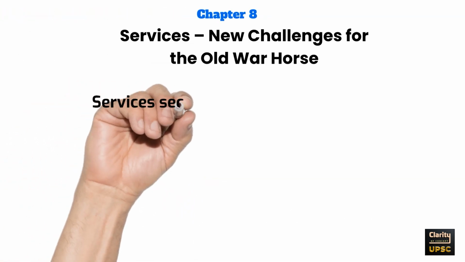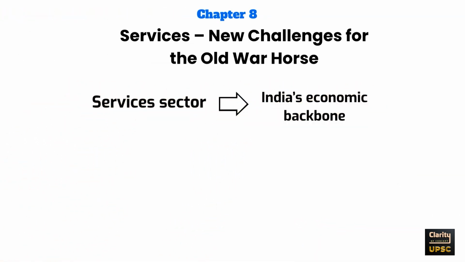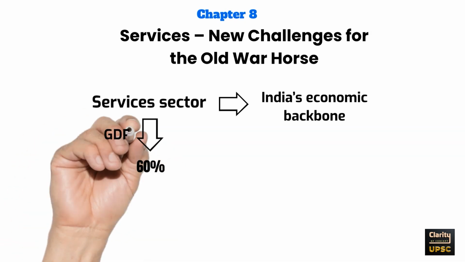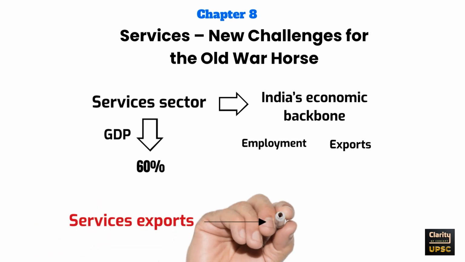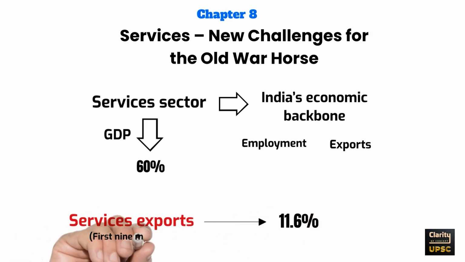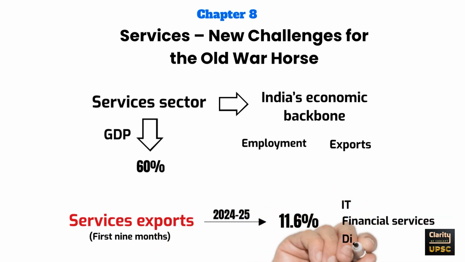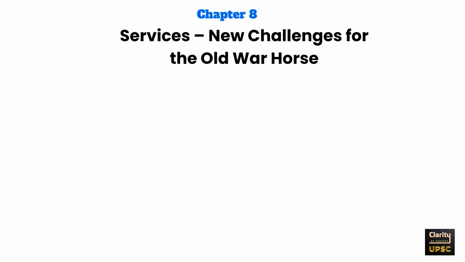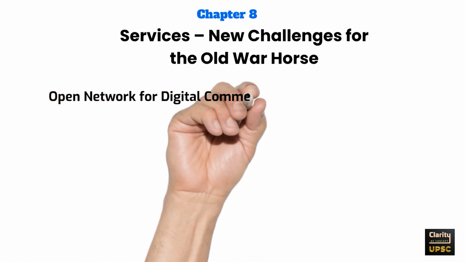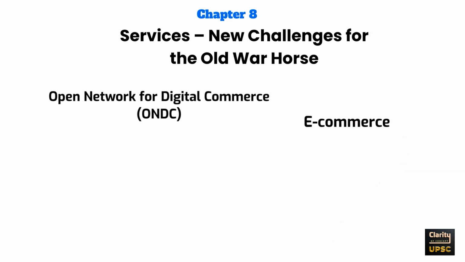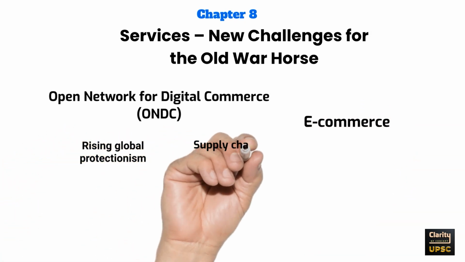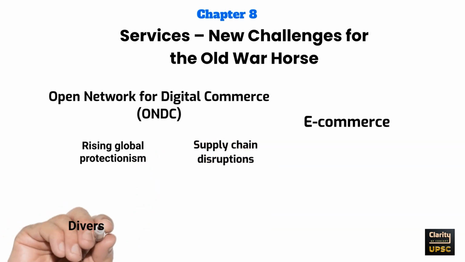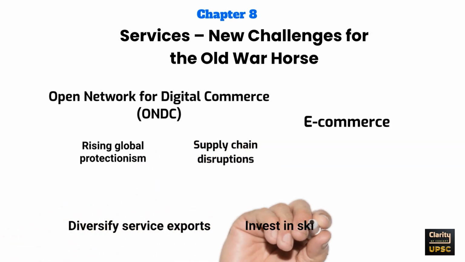According to the survey, the services sector continues to be India's economic backbone, contributing over 60% of GDP and driving employment and exports. The survey highlights that services exports grew by 11.6% in the first 9 months of 2024-2025, bolstered by IT, financial services, and digital commerce. The survey underscores the role of Open Network for Digital Commerce (ONDC) in transforming e-commerce. More on this in the concerned chapter.